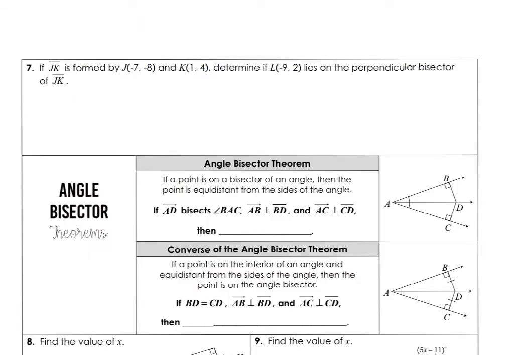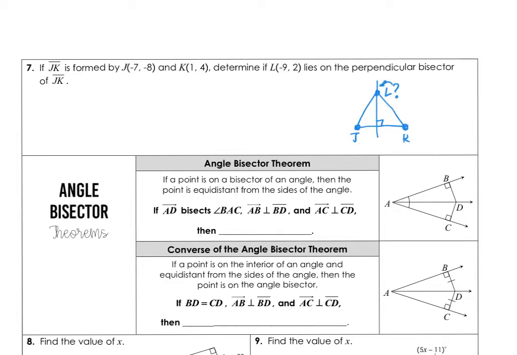All right, one more example here. Segment JK is formed by J, who's got these coordinates, and K, who's at coordinates 1, 4. Determine if L lies on the perpendicular bisector of JK. So let's do a quick sketch. And we are determining if L lies on that perpendicular bisector.